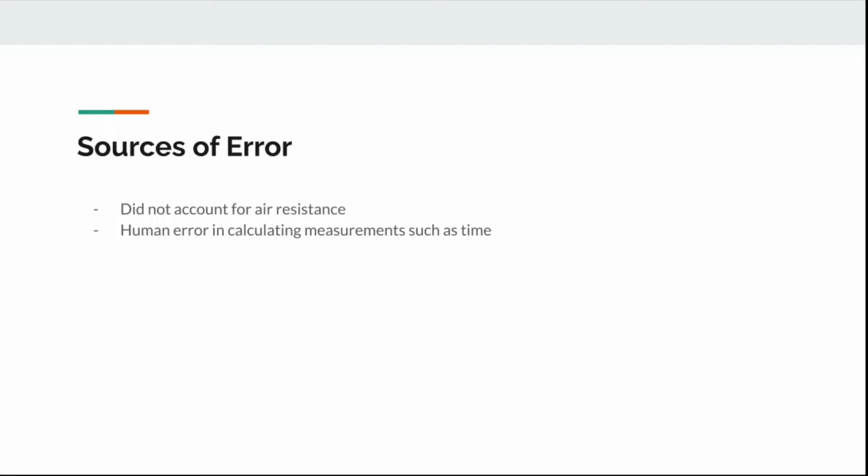And there's also human error. One of the big things we measured was time, and we were looking at a video to figure out when it crossed. Instead of having pinpoint accuracy, we were kind of eyeballing it. So there's a very high probability that the time that we calculated was off.